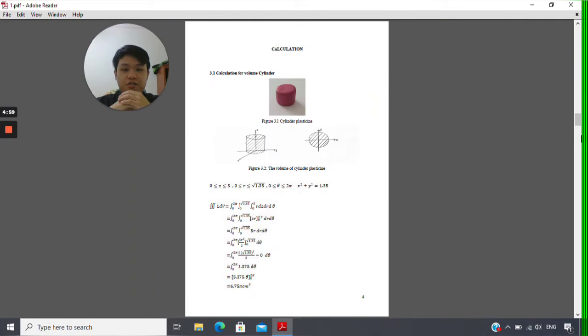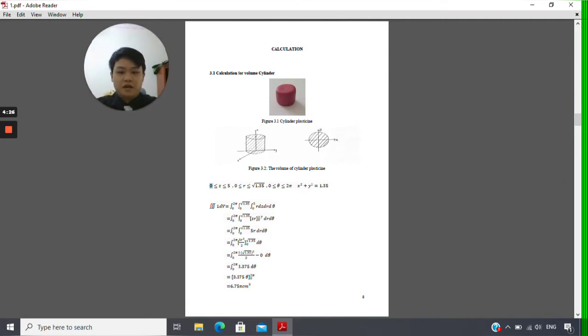As for my calculation, I have decided to break the half cylinder lock into five components, which are two cylinders, one sphere, one hemisphere, and one ellipsoid. As for my first calculation, which is this cylinder, it has a height of 5 cm and a radius of square root 1.35.